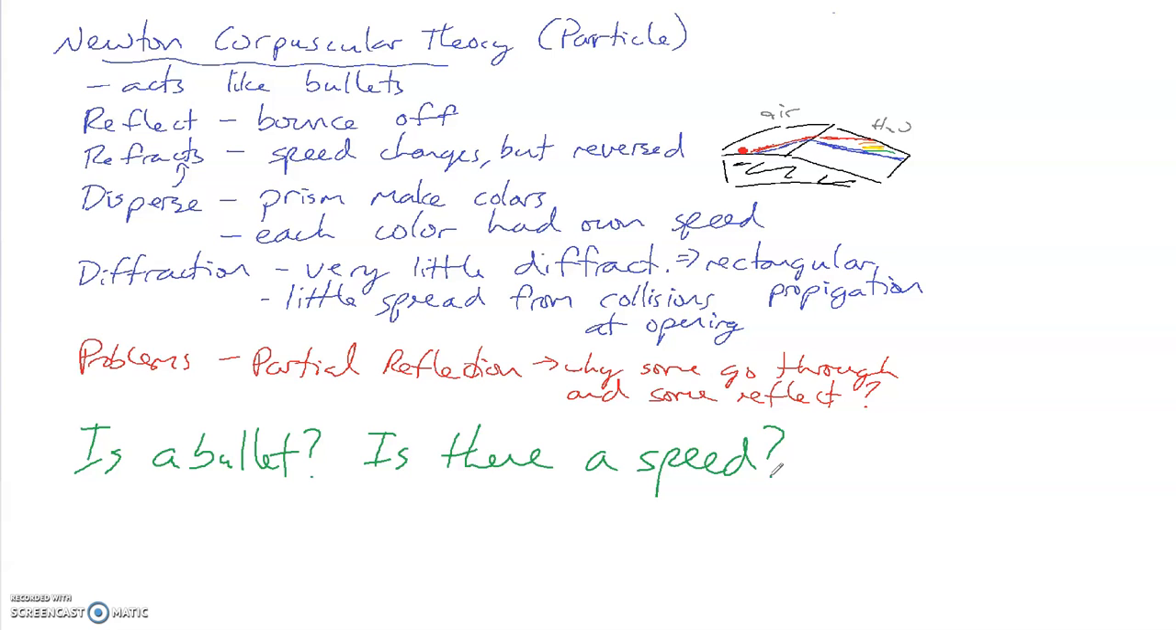Is it a bullet? Well, if it is actually a bullet, is there a speed for this bullet? Does it actually have a speed? Obviously, if there is a speed, it's really, really fast. So if it is a bullet, is there an actual speed for this thing? Or is it instantaneous? Does an actual speed actually exist? Or does it just instantly go from one place to another?